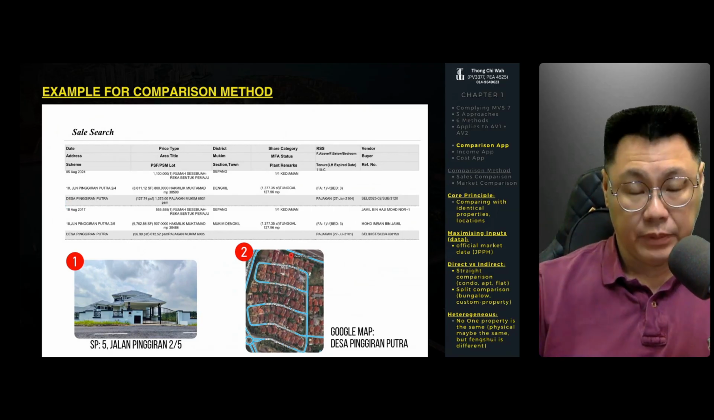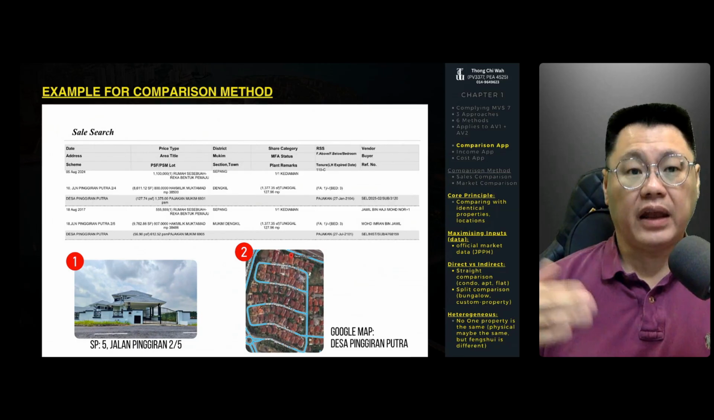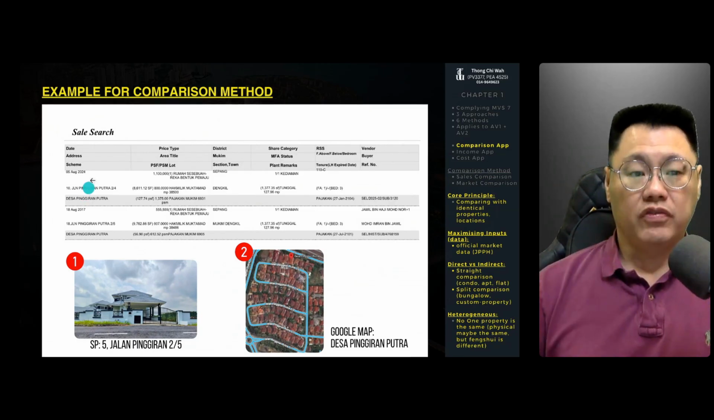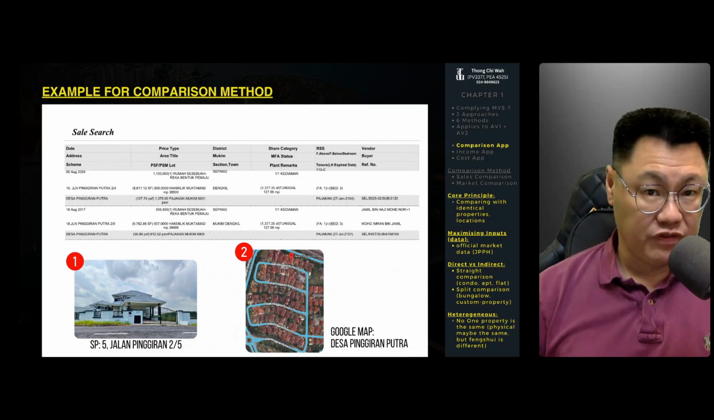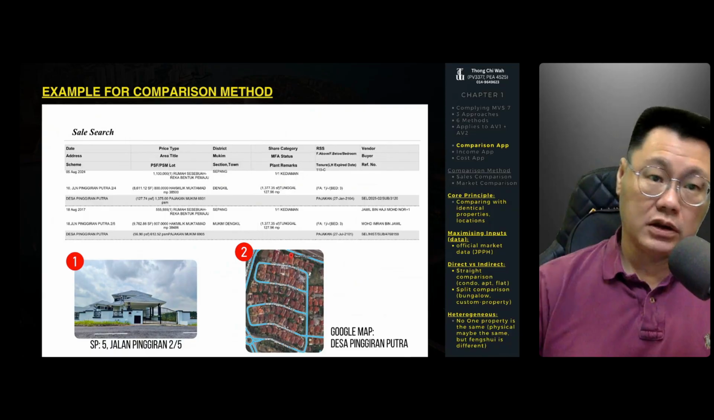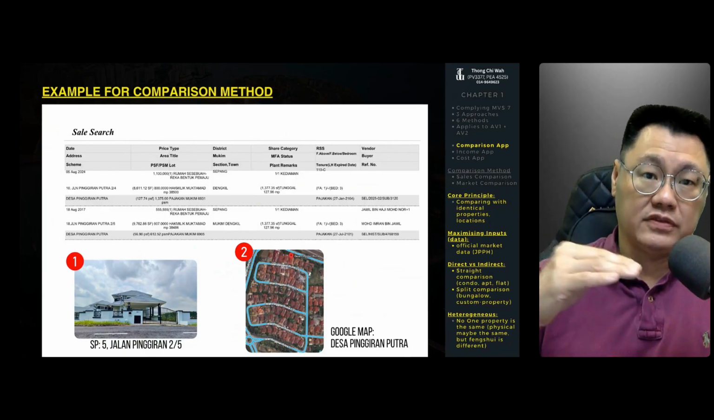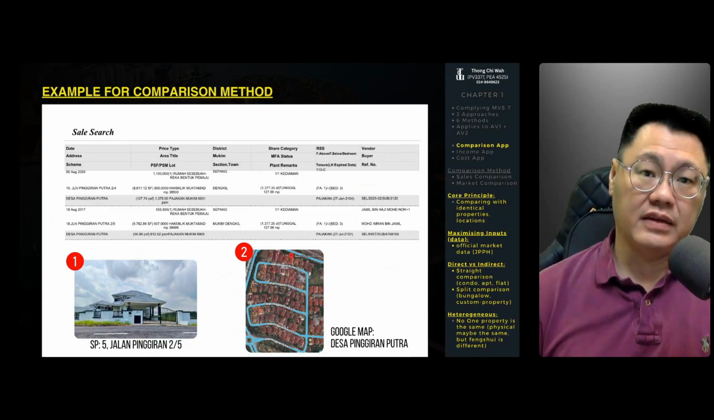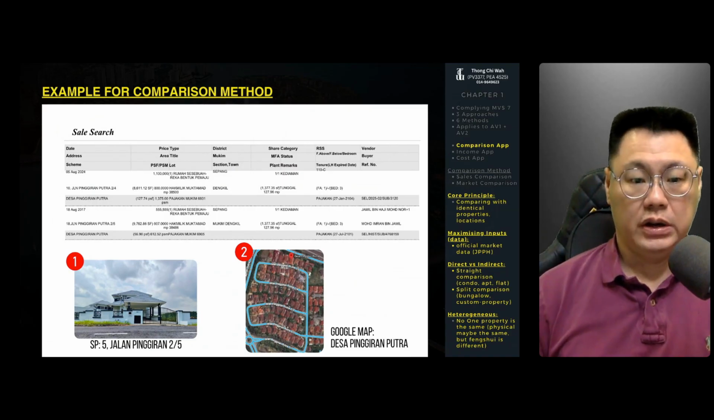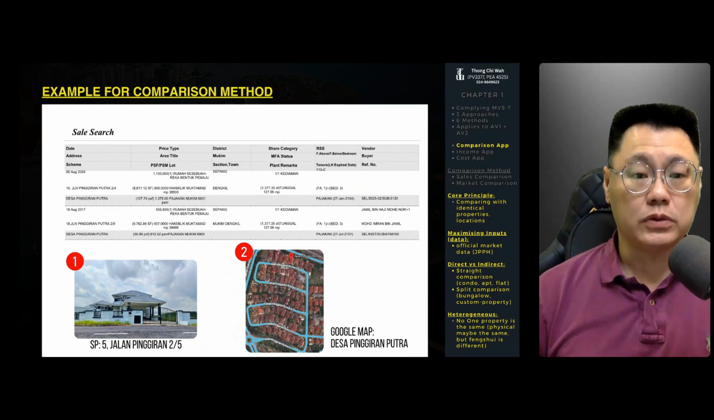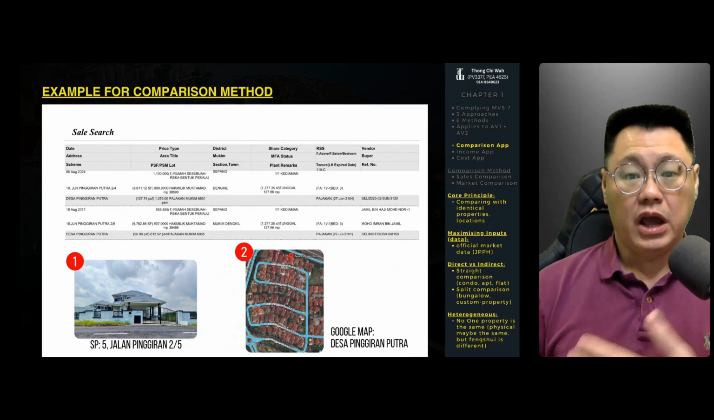property comparables because then it will reflect the most current market value, right? So obviously the one that we should use is August 2024, although it may not be on the same road, but it is within the same Taman Desa Pinggiran Putra. So this is how we do the comparison method. It should have more than that.